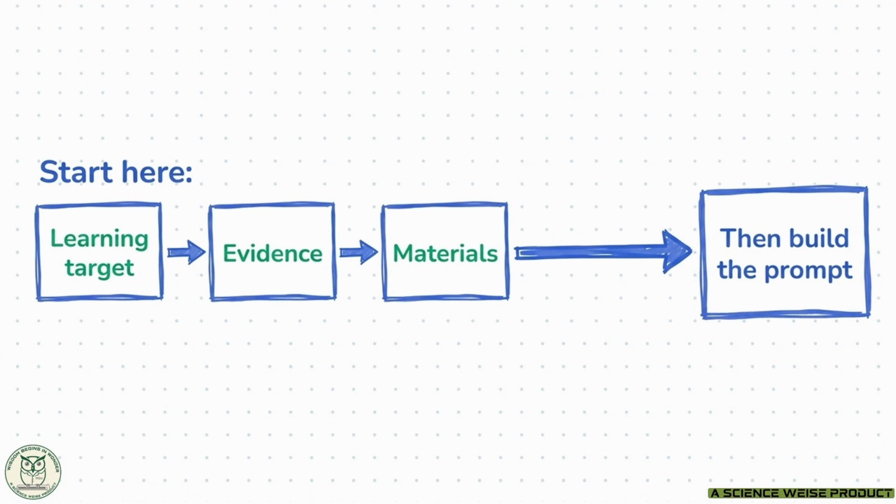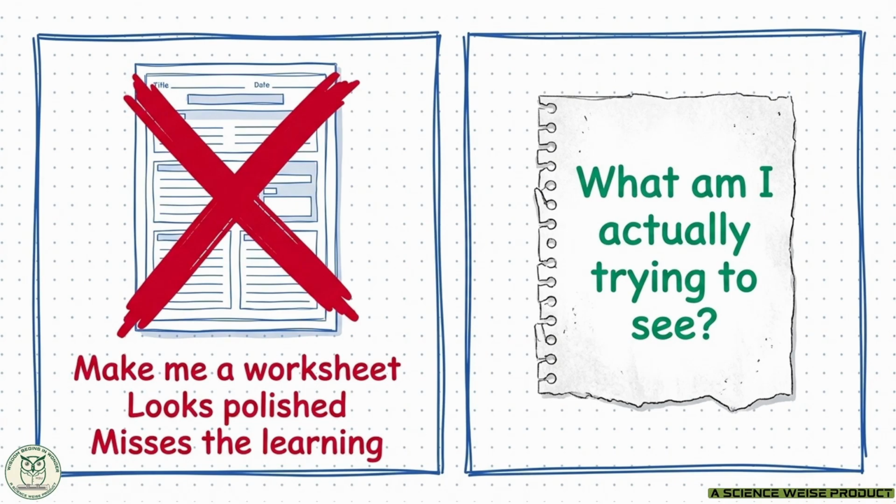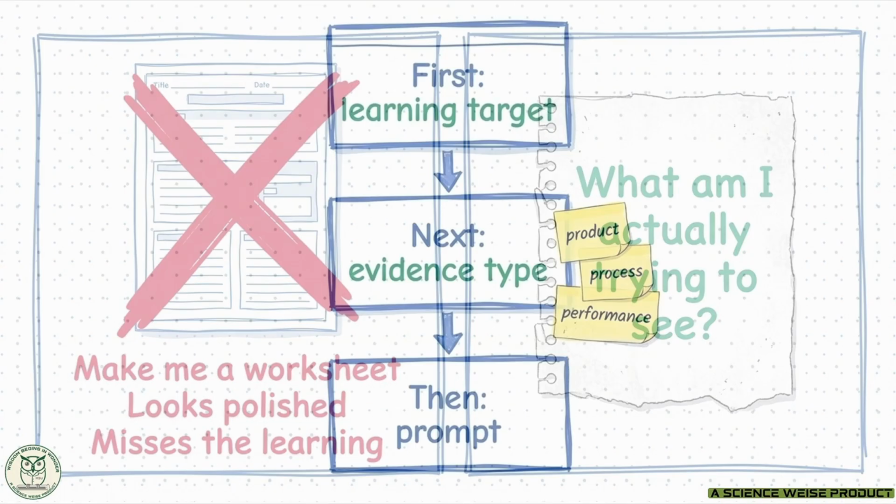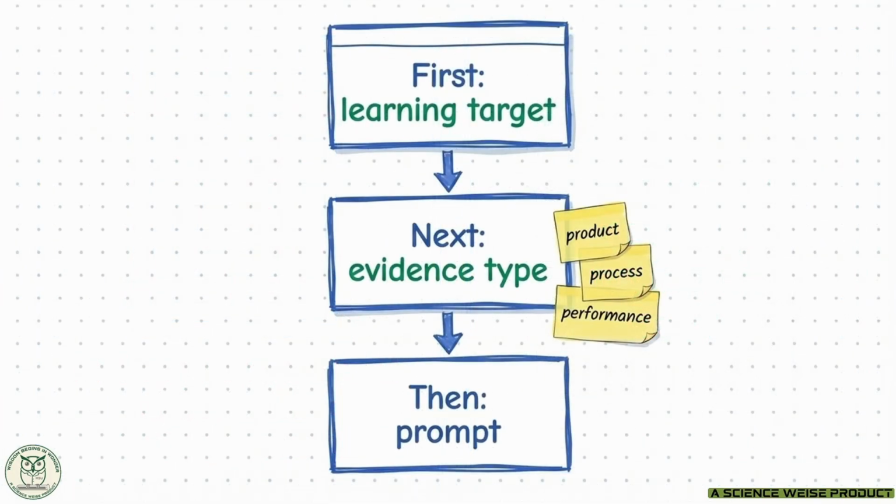That order matters because the mistake people make is starting with the product. Make me a worksheet, make me a discussion prompt, make me a lab handout, make me a writing activity, and AI is very good at giving you something that looks schoolish. Clean format, nice wording, probably a table somewhere. Very impressive, very printable. Sometimes very useless. So here's the rule. Pick the evidence first.